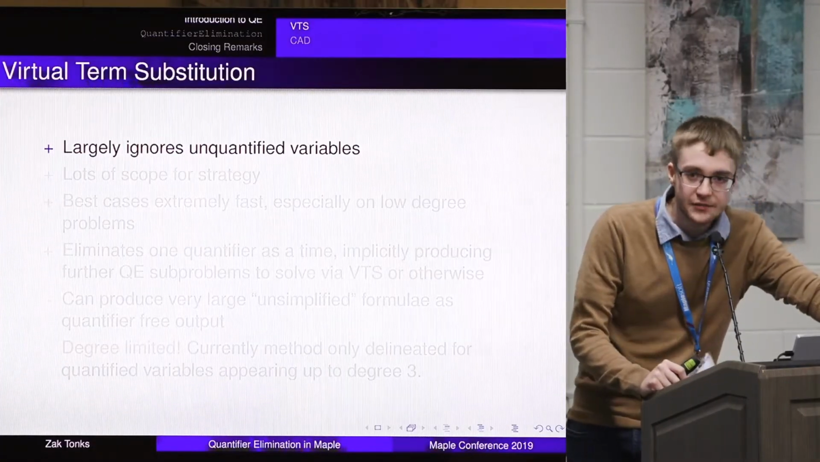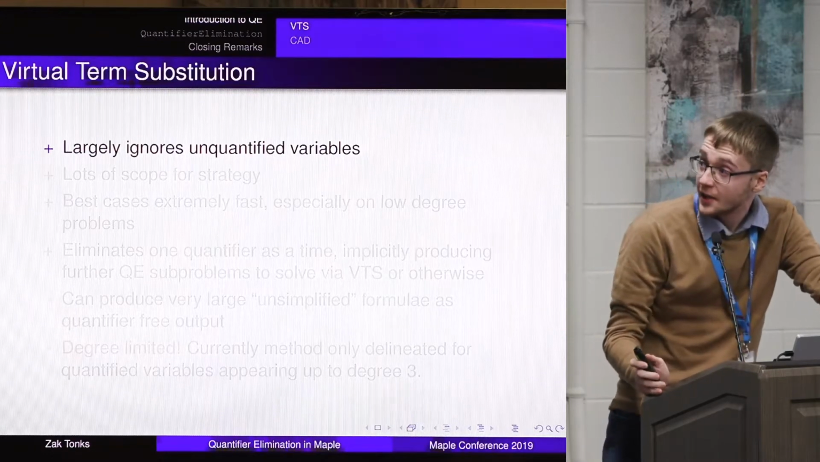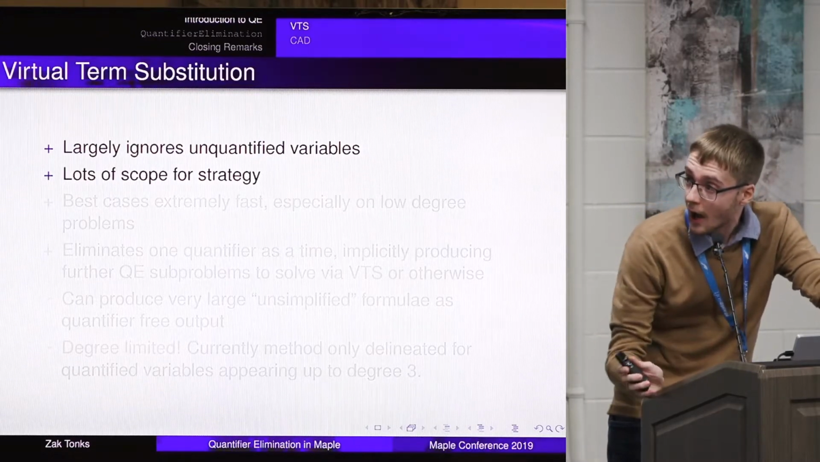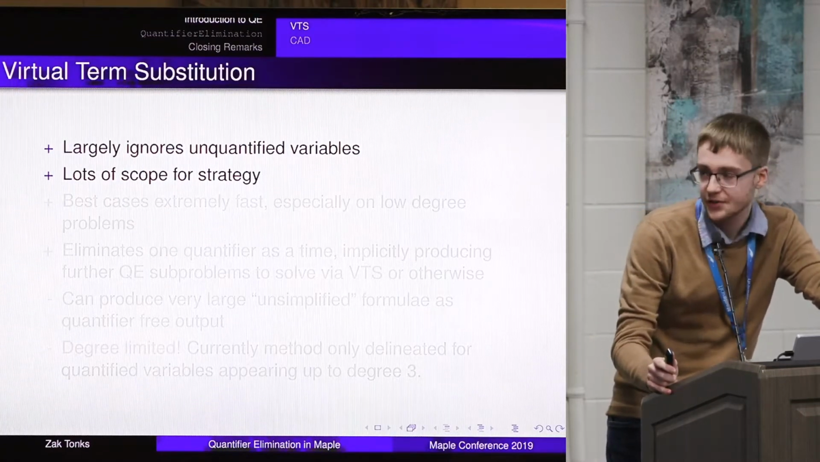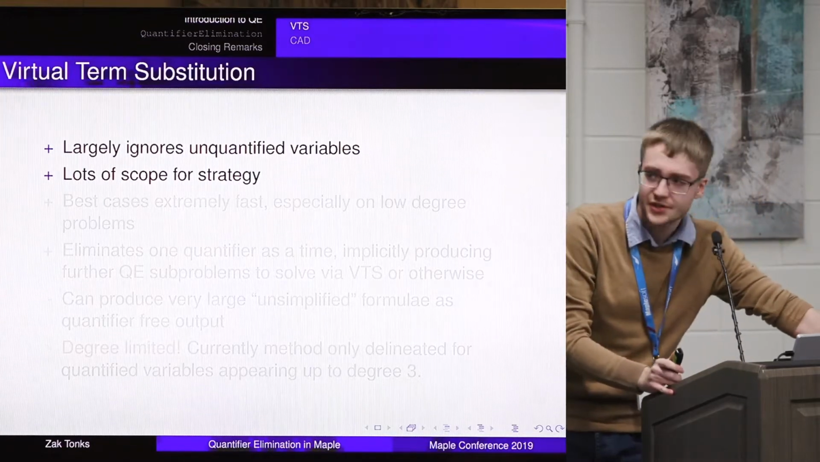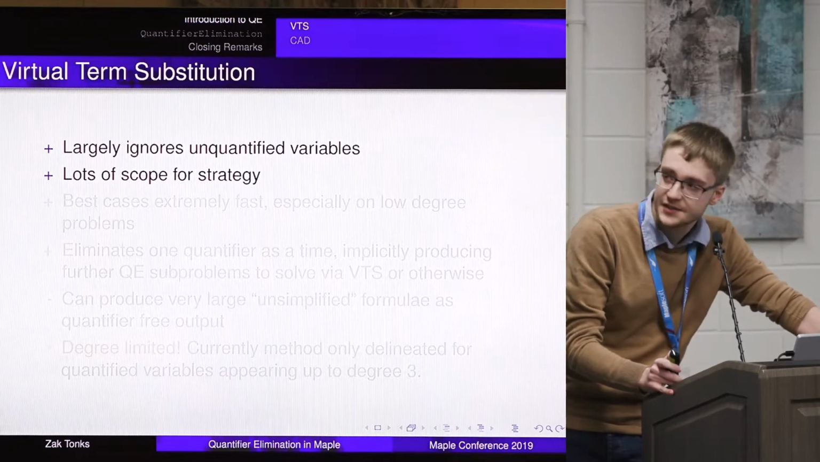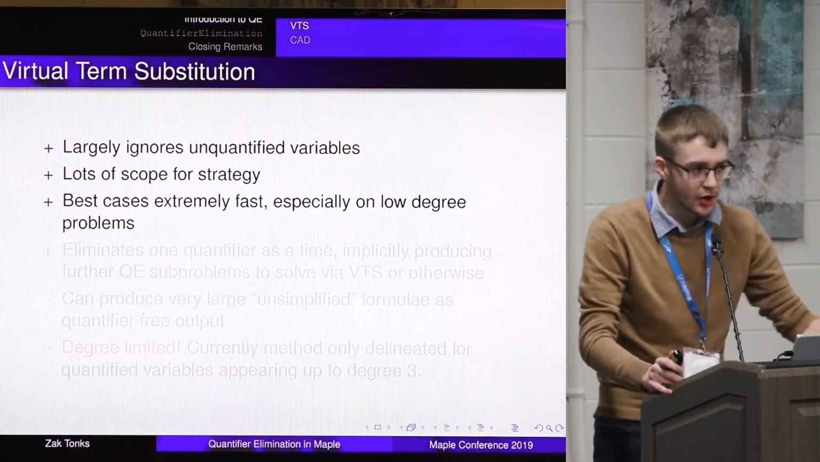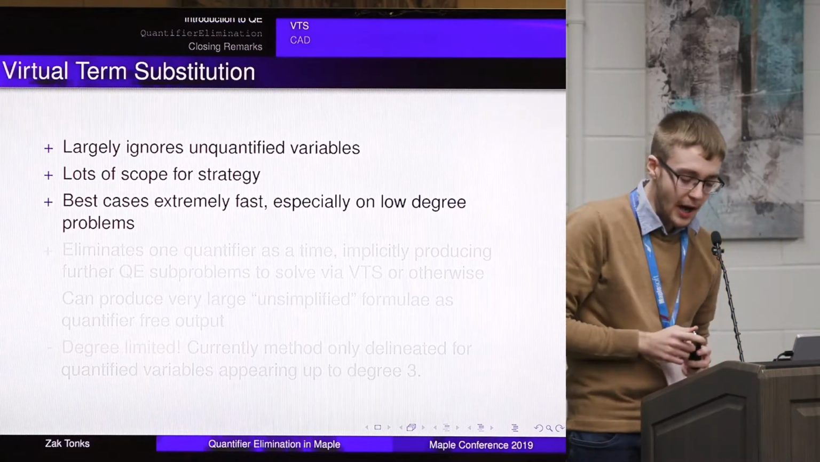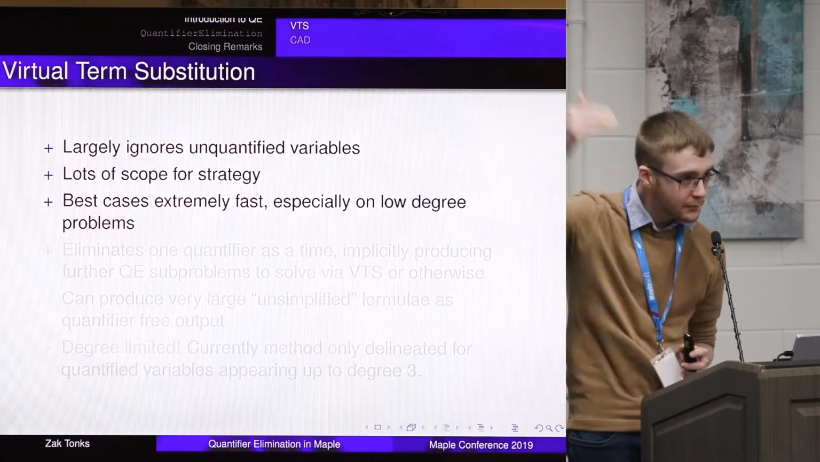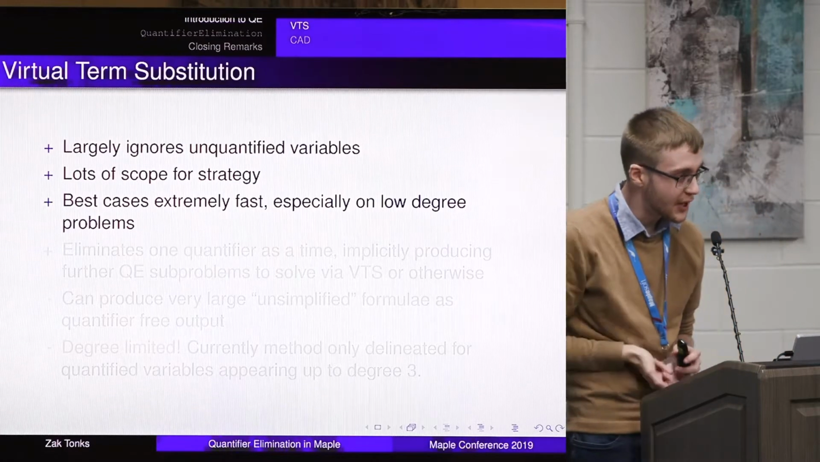So that's a little bit of intuition as to what it does. Mostly what we're interested in here is the pros and cons. So here are some pros. It largely ignores unquantified variables, so they just get mushed around in what you do with a substitution. You've got tons of scope for strategy, which I've barely scratched the surface of, in terms of what you do and what test points you pick. Best case is extremely fast. If you have something completely existentially quantified, for example, the best case is that you have m quantified variables and you do m substitutions, one for each variable, and bam, you get an answer. That's really quick.